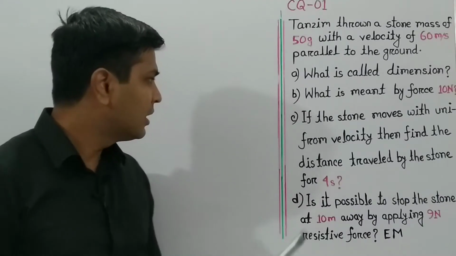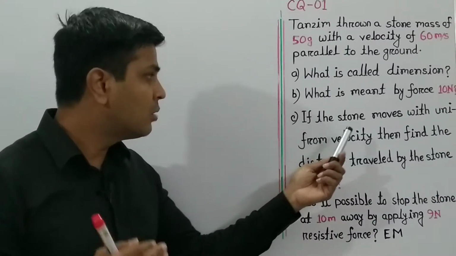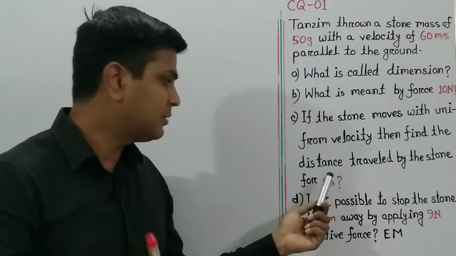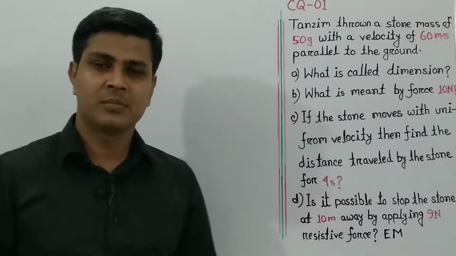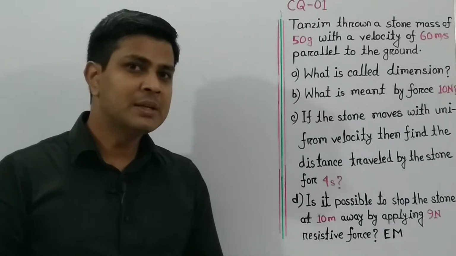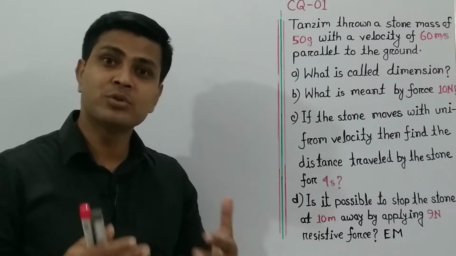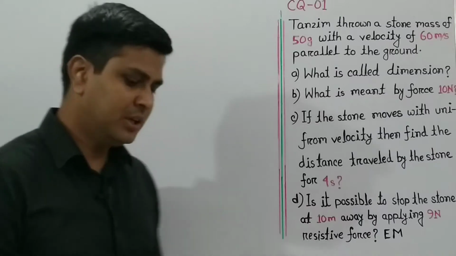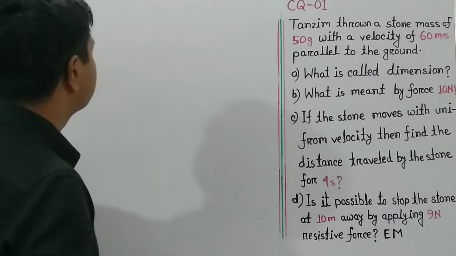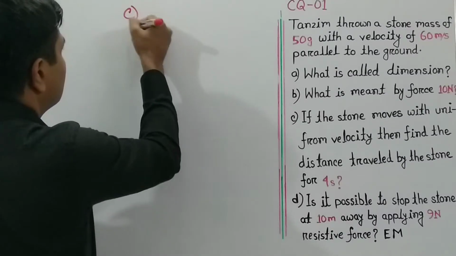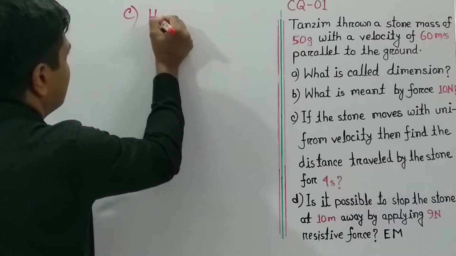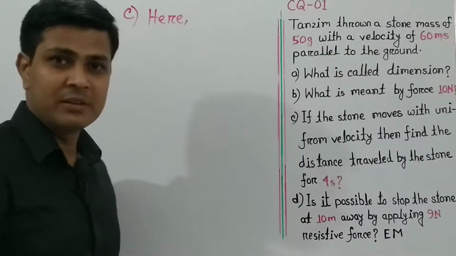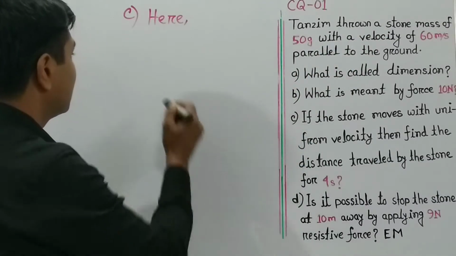Now question number C. Let's see the question. The question is: if the stone moves with a uniform velocity, then find the distance traveled by the stone in 4 seconds. That means we have to calculate the distance traveled by the stone in 4 seconds when it moves with uniform velocity. Let's see the given quantity. Here velocity is given, that means the uniform velocity is given here.